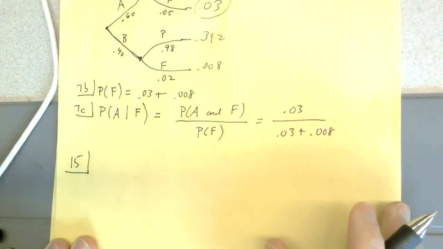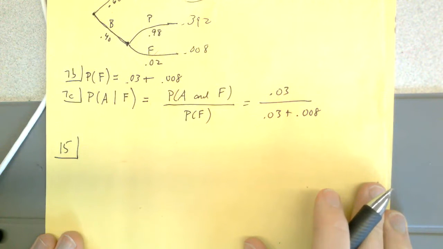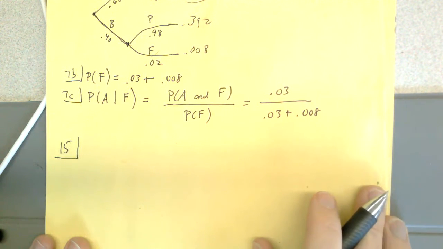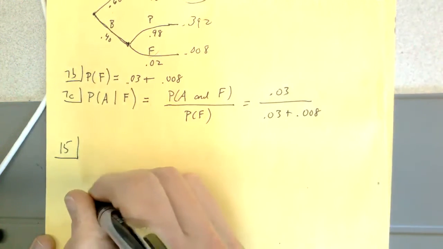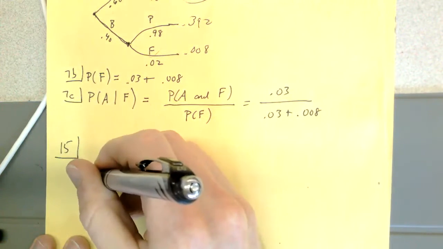So 15 says, suppose you have two pairs of dice. One pair is fair, but each die of the other pair is weighted so that a 6 comes up with probability 1/4 instead of the usual 1/6. If you randomly choose one pair of dice, roll them, and obtain 2 6s, what's the probability that you rolled the weighted dice?